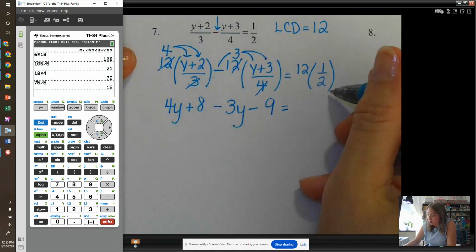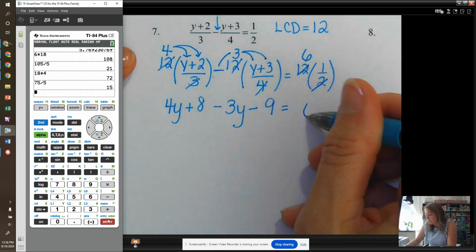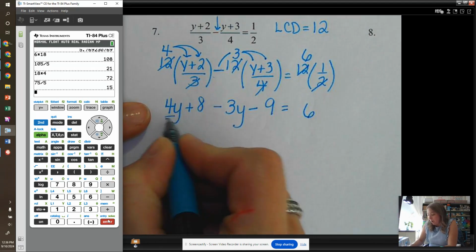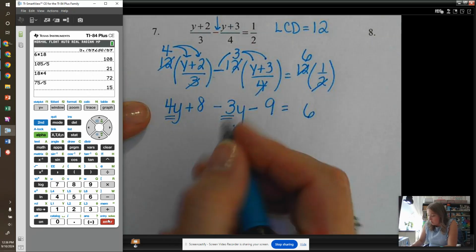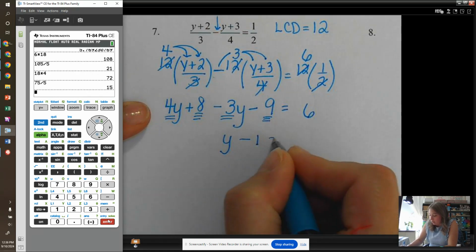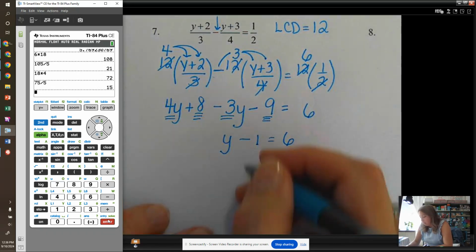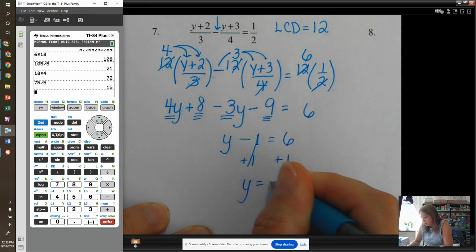And now, of course, on the other side of the equal sign, 12 divided by 2 is 6, and 6 times 1 is 6. Combine like terms on the same side. 4y's minus 3y's is 1y, or just y. 8 minus 9 is -1. That equals my 6. And so to get my y all by itself, we would add 1 to both sides. So y equals 7.